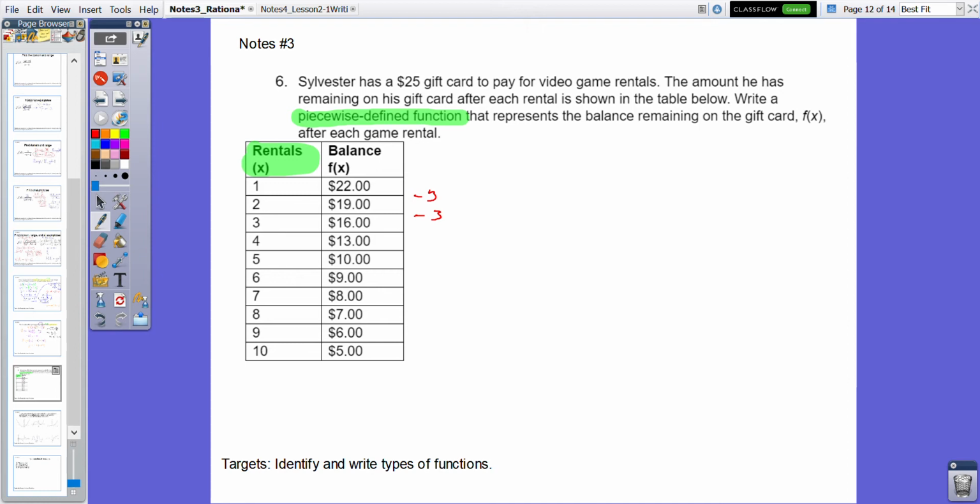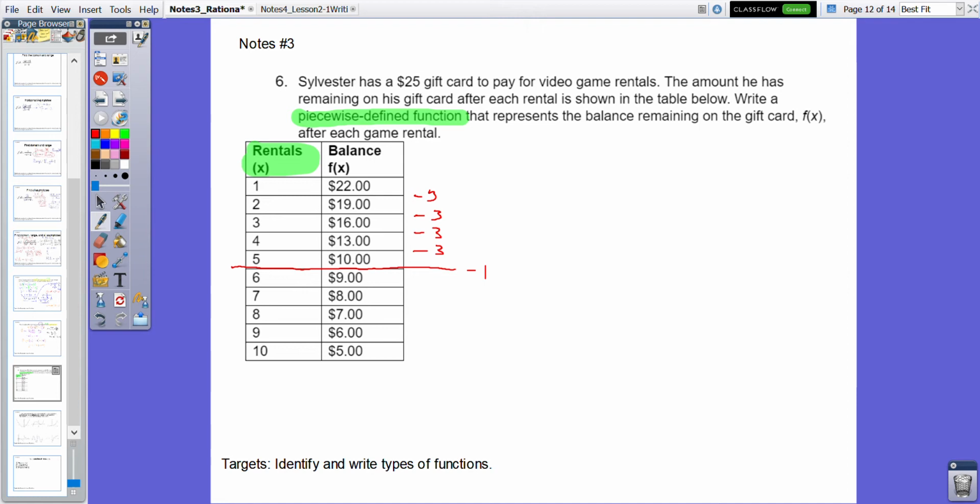So 16 to 13, once again a change of -3. 13 to 10, once again a change of -3. 10 to 9, that is where our rate of change changes. So I'm going to draw a line right here between the 5 and the 6. And that's where our change in domain happens. Because right here between 5 and 6, his 5th and 6th rental, his balance changes by $1.